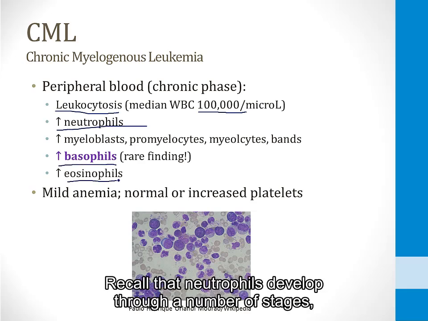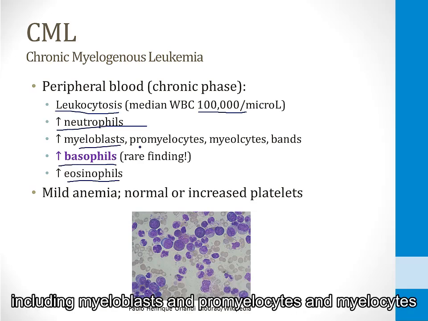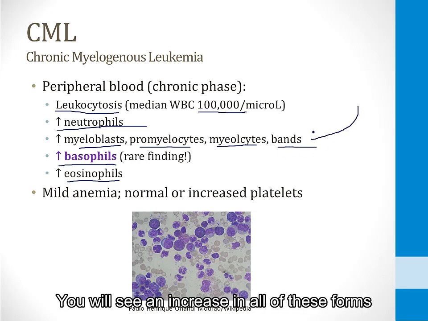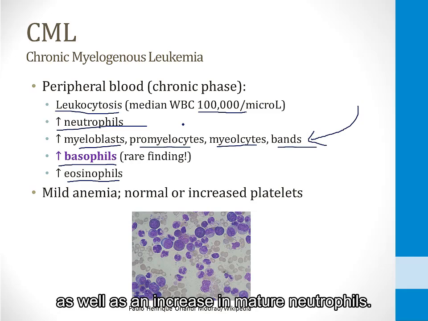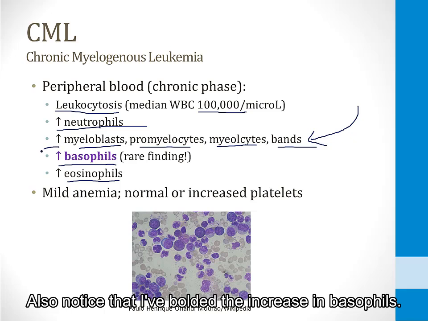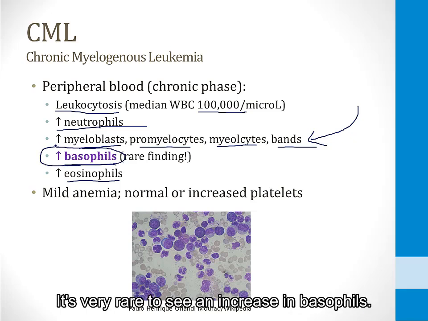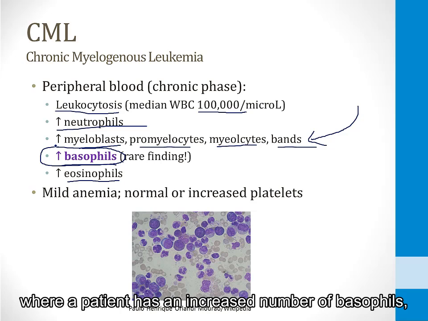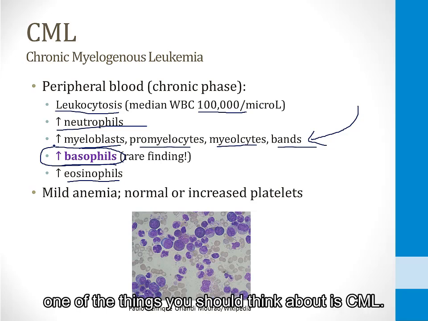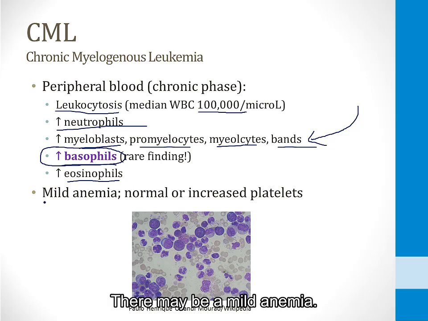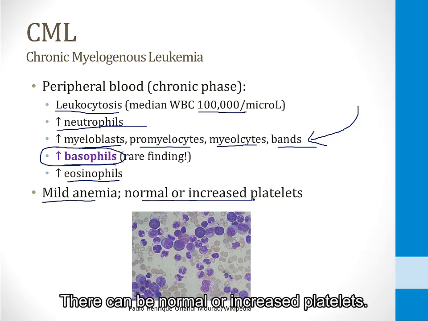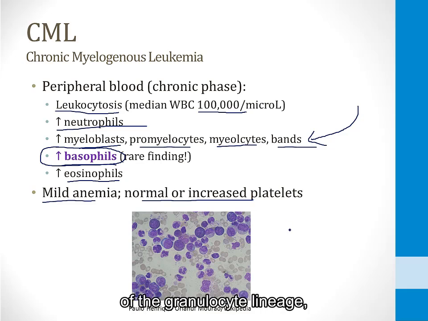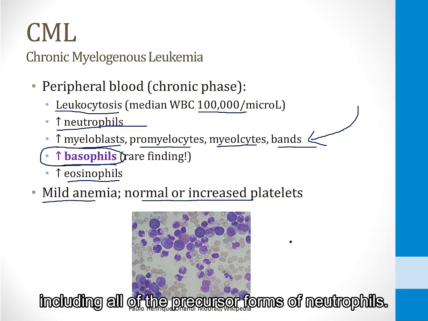Recall that neutrophils develop through a number of stages, including myeloblasts and promyelocytes and myelocytes and metamyelocytes and bands. You will see an increase in all of these forms as well as an increase in mature neutrophils. Also notice that I've bolded the increase in basophils. It's very rare to see an increase in basophils. If you see a board question where a patient has an increased number of basophils, one of the things you should think about is CML. The other cell lines are minimally affected. There may be a mild anemia, there can be normal or increased platelets, but the predominant finding is an increase in cells of the granulocyte lineage, including all of the precursor forms of neutrophils.